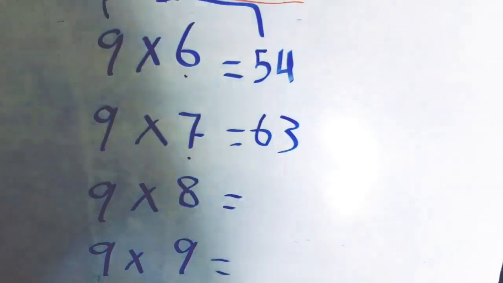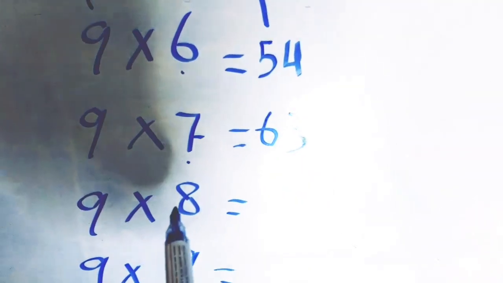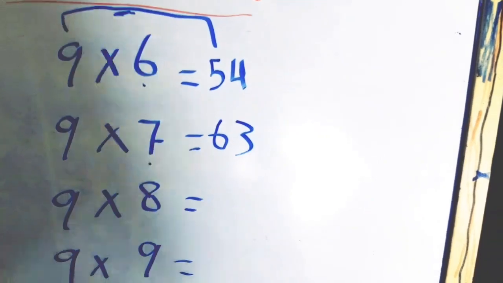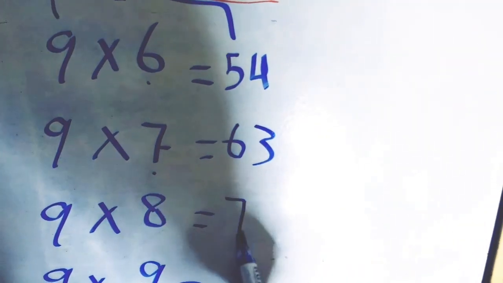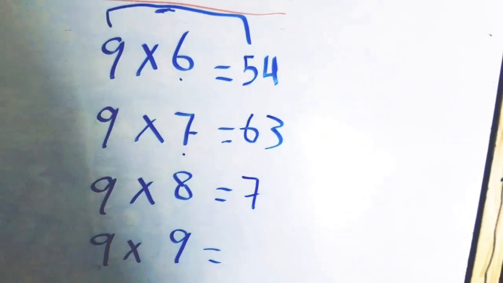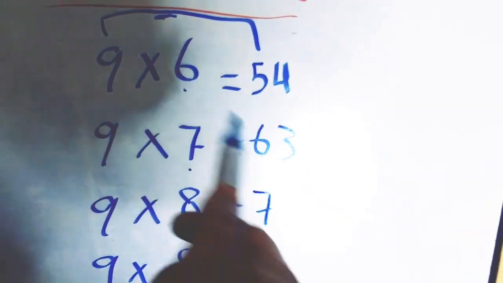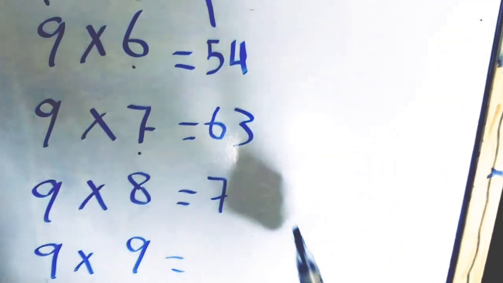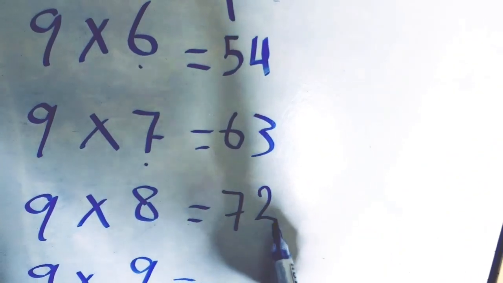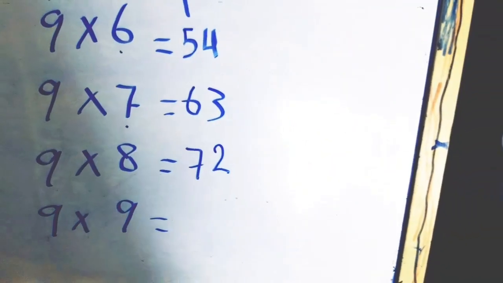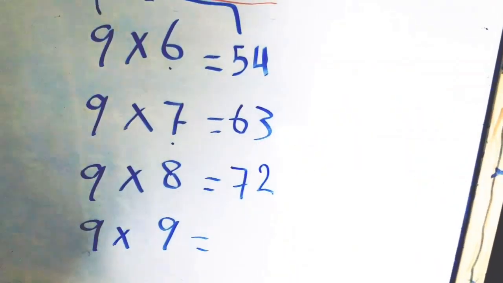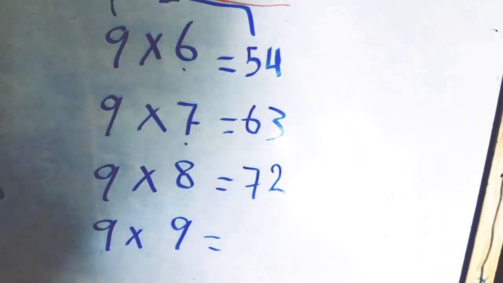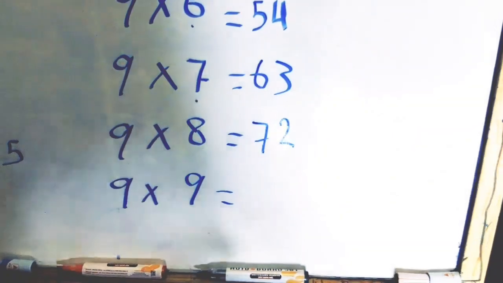9 times 8. We subtract 1 from 8, so we have 7. We write 7 at the tens place. We subtract 7 from 9. We say 9 minus 7 equals 2. 72 is, of course, the multiplication product of 9 times 8.